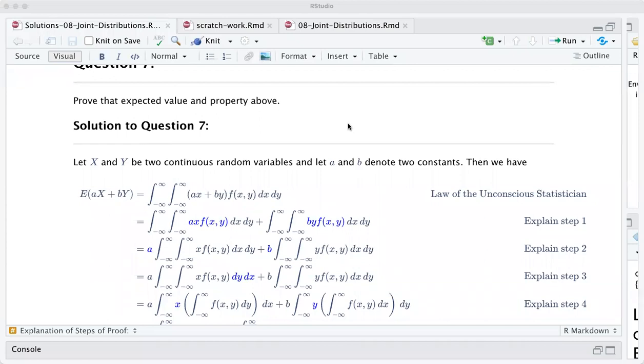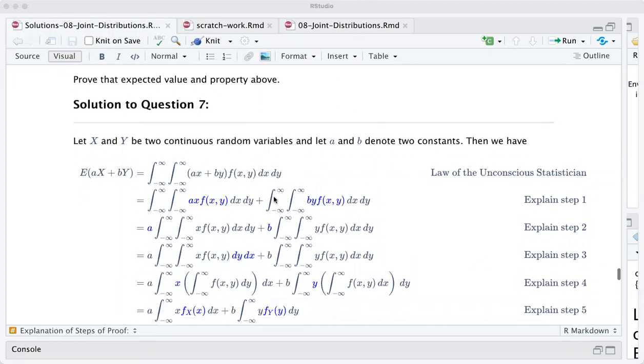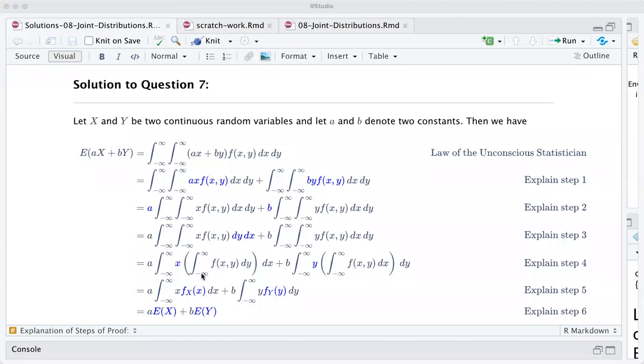Okay. And so now if you take a look at each of these integrals here and here, this integral right here is the definition of the marginal distribution with respect to y. And this inner integral right here is the definition of the marginal distribution for x. So I've just replaced these integrals with their corresponding notation for marginal distribution for x and marginal distribution for y.